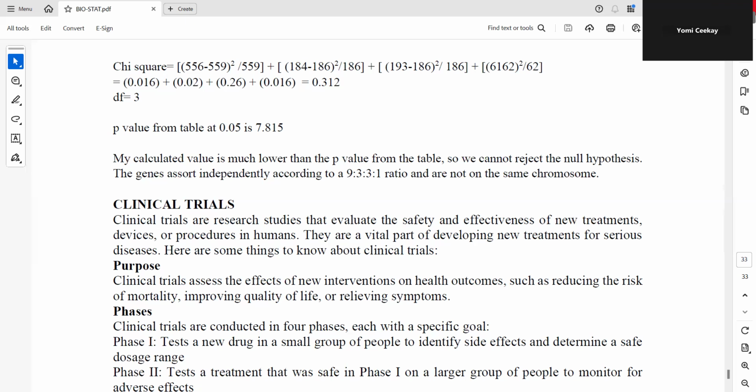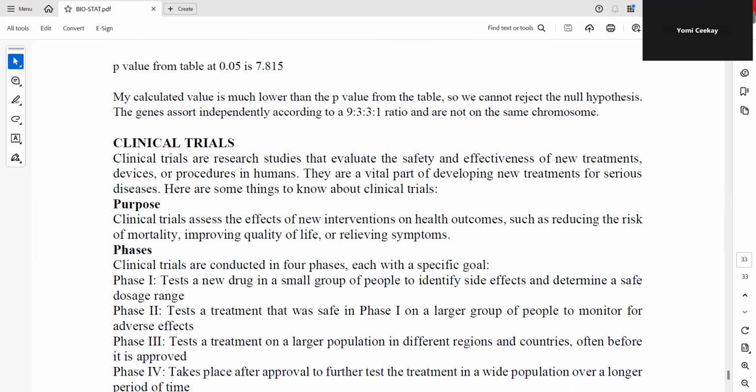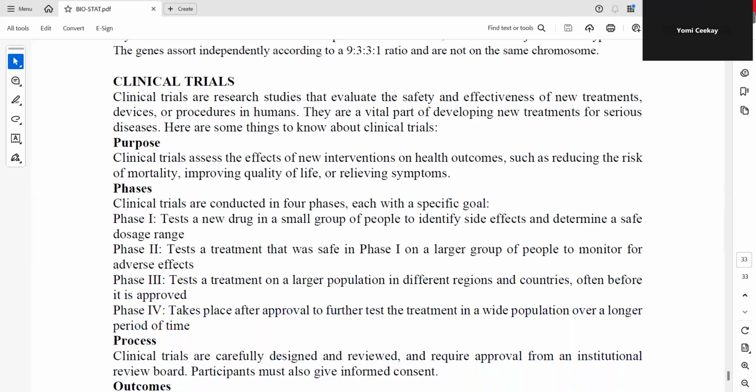Like we saw what happened during COVID-19. Also, there are phases of clinical trials. Clinical trials can be conducted in 4 phases, each with a specified goal. Each phase has its own goal of achievement. Now, phase 1. The first thing we do in phase 1 is test a new drug in a small group of people to identify side effects and determine a safe dosage range.